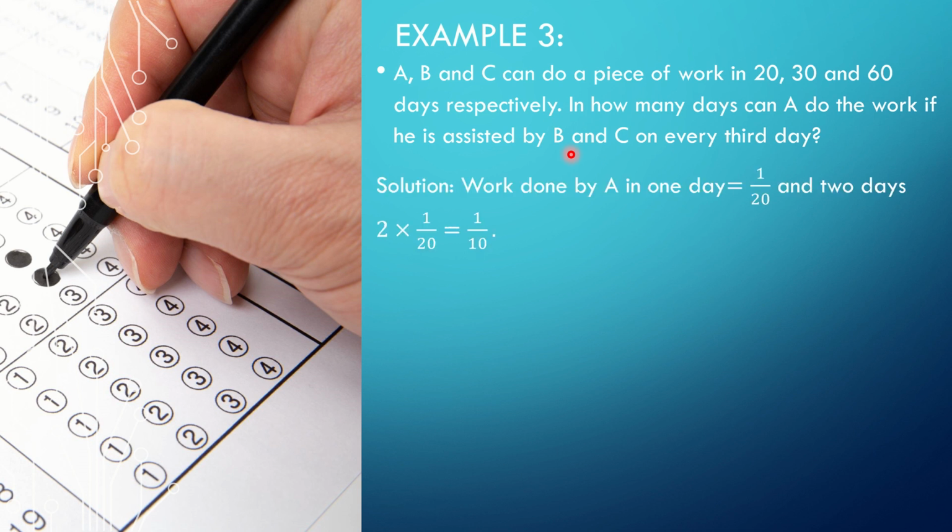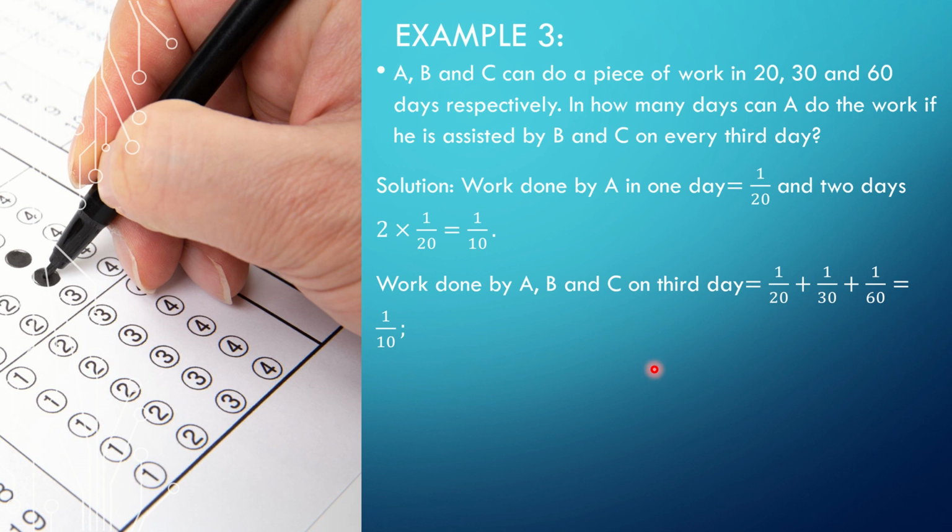Again, the concept is the same. You have to find the work done in 1 day. For 1 day the work done is 1 by 20, because A can do the work in 20 days. In 2 days it is 2 multiplied by 1 by 20, which is 1 by 10. The first 2 days he works alone, so this is the work done by A. On the third day the other two are included, so the work done is 1 by 20 plus 1 by 30 plus 1 by 60, which is also 1 by 10.